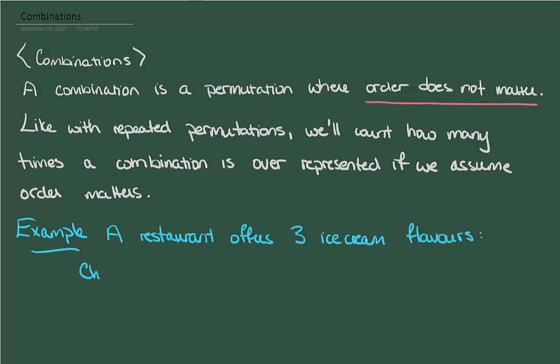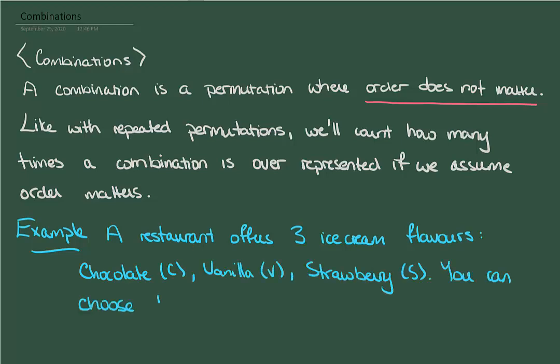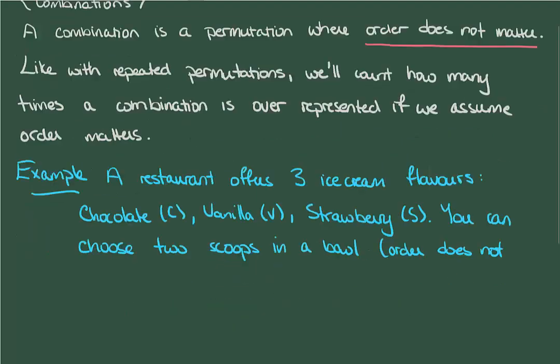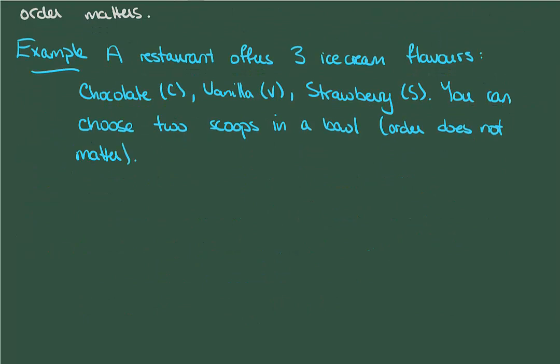this is the case. Suppose that a restaurant offers 3 ice cream flavors, chocolate, vanilla, and strawberry. You're allowed to choose 2 of them, and you'll be served them in a bowl, and this ensures that order doesn't matter, unlike, say, a cone. How many different ice cream pairings are possible?